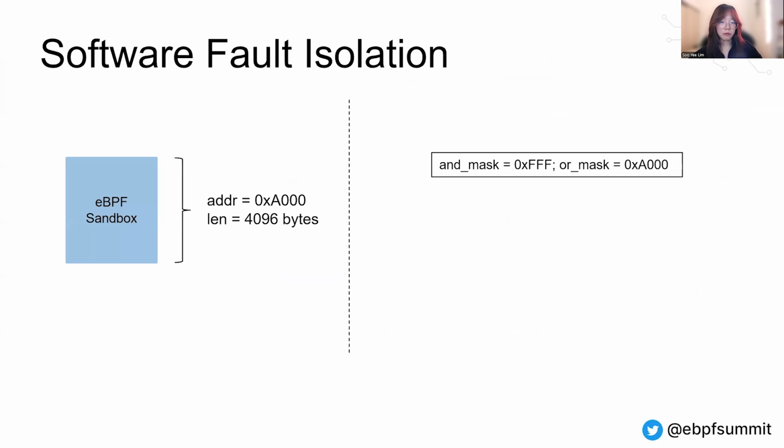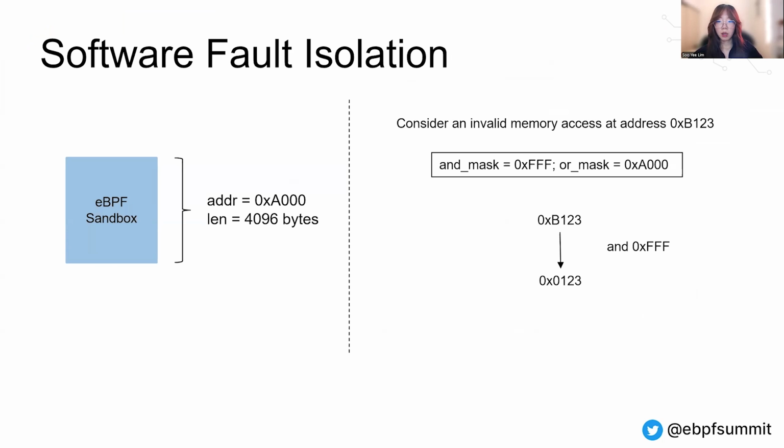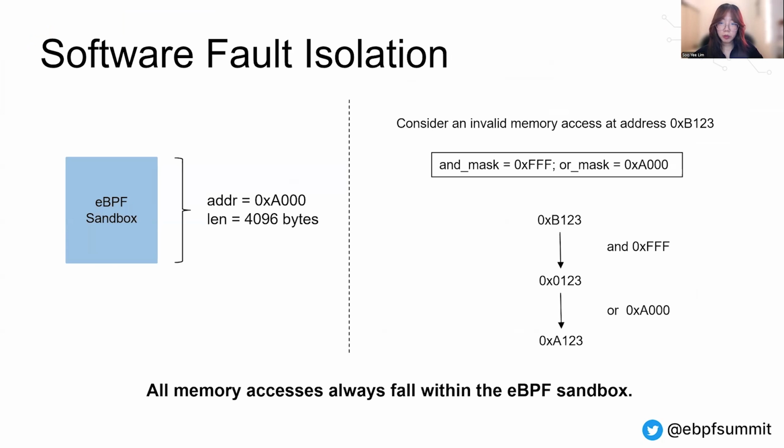In SafeBPF, eBPF programs run in a sandbox, which is a region of memory that contains all the data an eBPF program can access. For software fault isolation, we generate two address masks for each sandbox, and we mask every load and store instruction so that when there is an out-of-bounds memory access, we can ensure that all memory accesses will always fall within the eBPF sandbox.